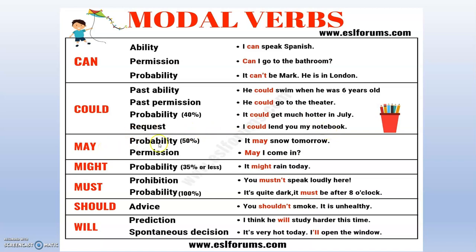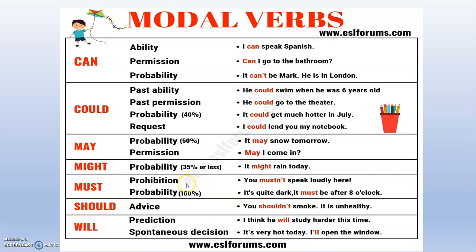Next is may. May is used for probability of about 50%. It may snow tomorrow. Permission, may I come in? You usually use it in the classrooms. Might, again might shows probability, but in the case of might, the probability is only 35% or even less. It might rain today. So if we are less sure about something, we will use might, and if we are more sure about something, we will use may.